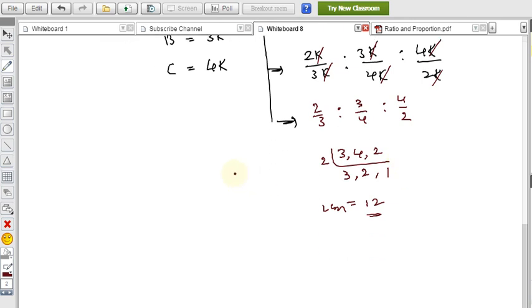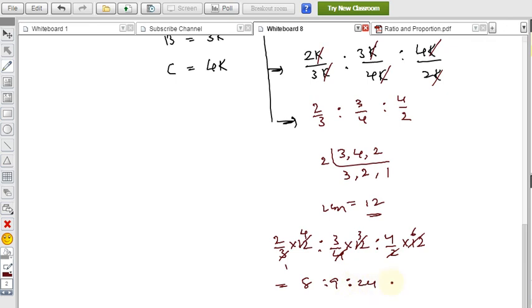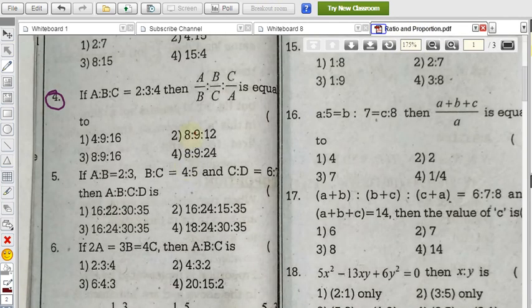Every ratio multiplies with 12. Then 2 by 3, 3 by 4, 4 by 2, so we multiply with 12. So we'll get only numerators; we'll not get any ratios. 3 1s are 3, 4 3s are 12, 3 4s are 12. Exactly, you'll get cancelled because we took the LCM. 2 4s are 8, 3 3s are 9, 4 6s are 24. So 8 is to 9 is to 24 is the value.